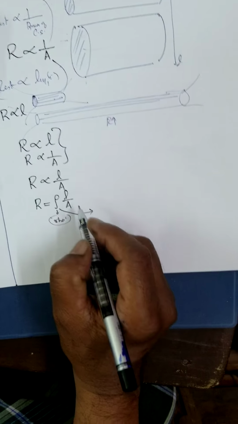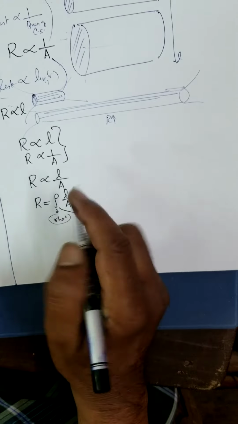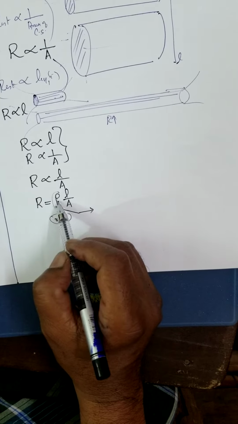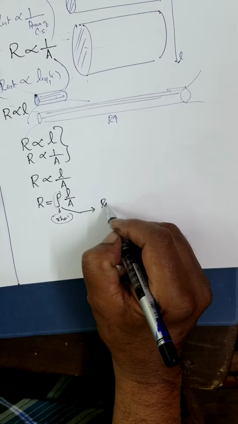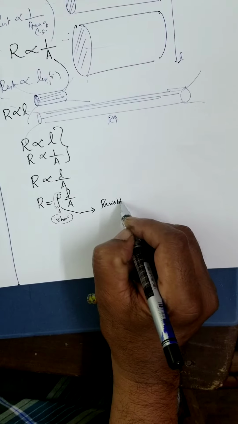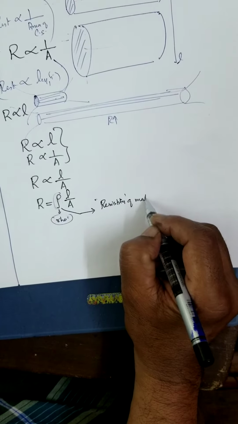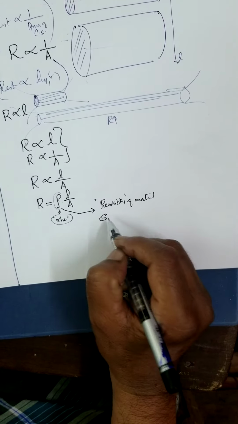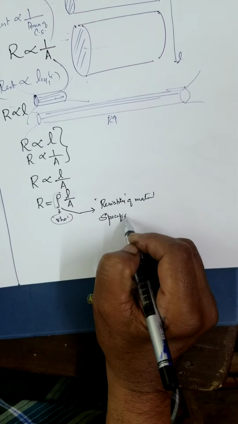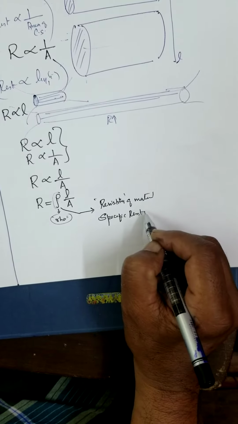This is, for each metal, different. For a given metal it is constant. This is called resistivity of the material, or this is also called specific resistance of the material.